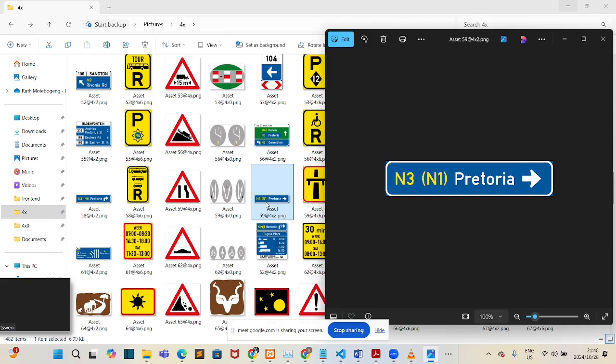Sir, please repeat the options. A says usually on the left-hand side of an ordinary road, a couple of meters before the on-ramp to a freeway. B says usually on the left-hand side of an ordinary road, opposite an on-ramp to a freeway. C, usually on the left-hand side of a freeway, just before an off-ramp.